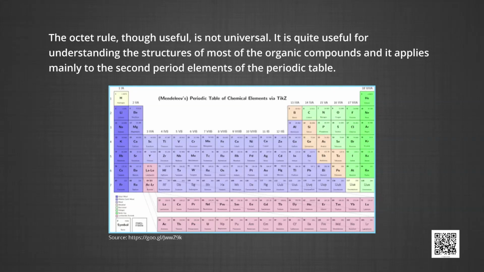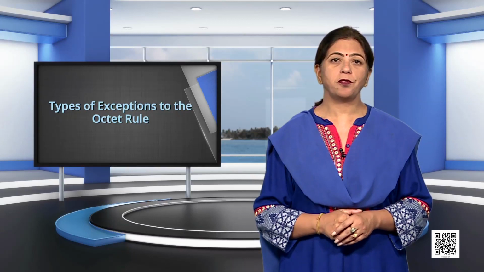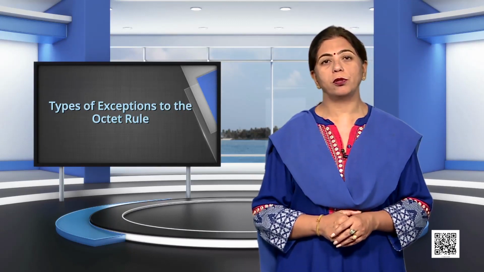It is quite useful for understanding the structures of most of the organic compounds, and it applies mainly to the second period elements of the periodic table. There are three types of exceptions to the octet rule.